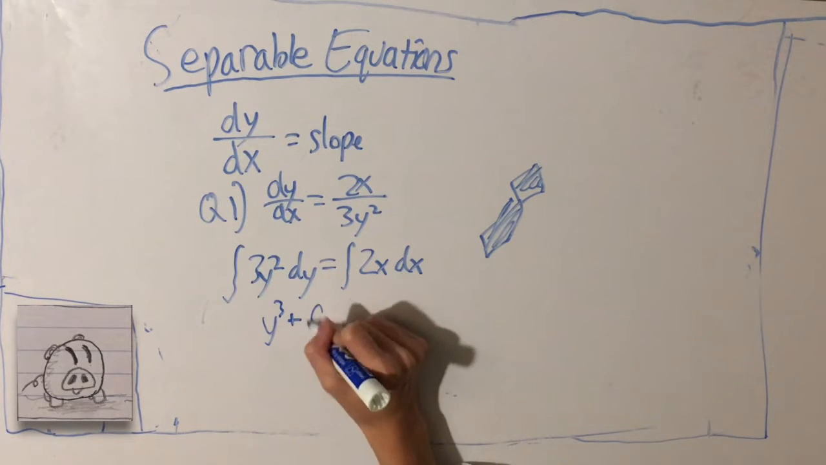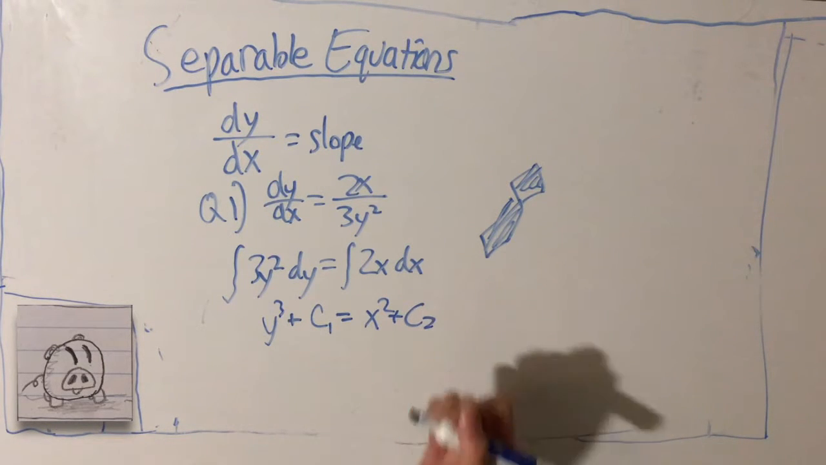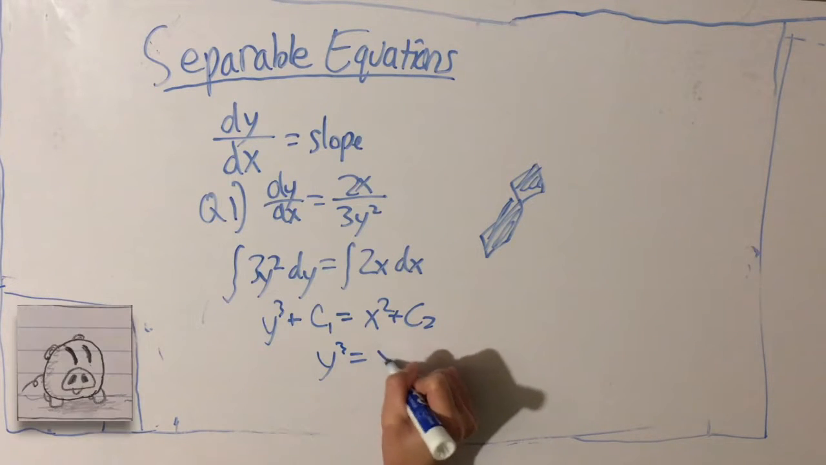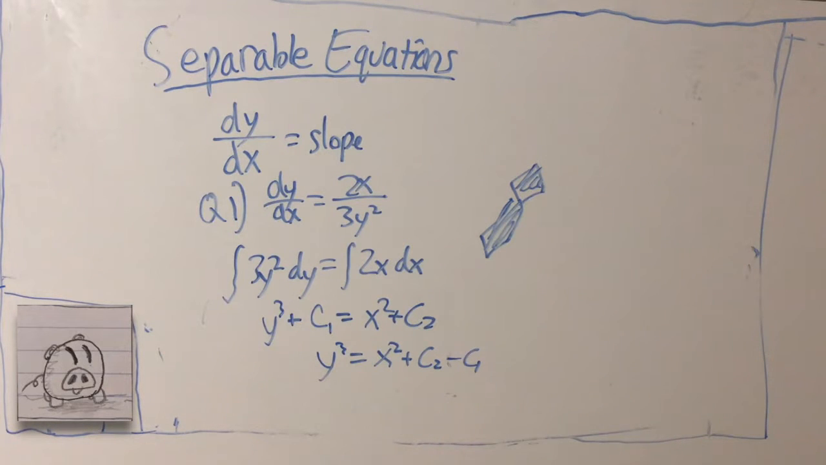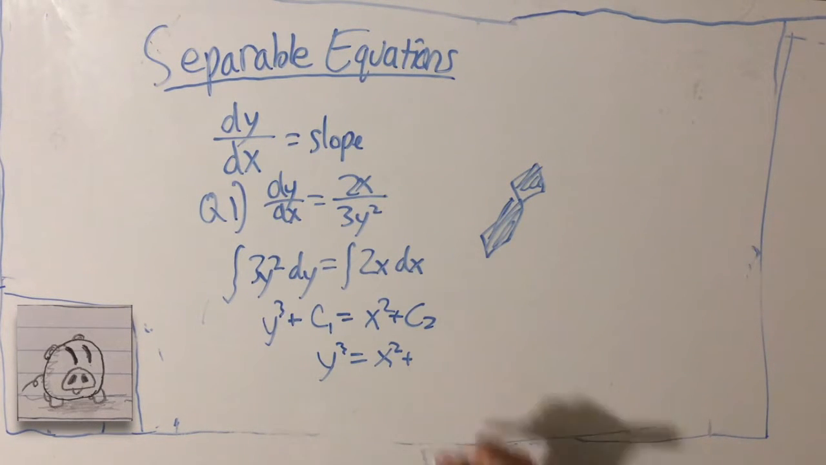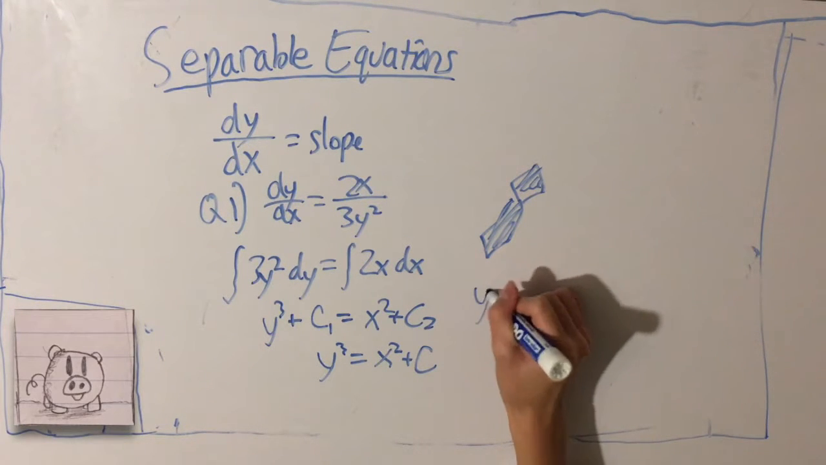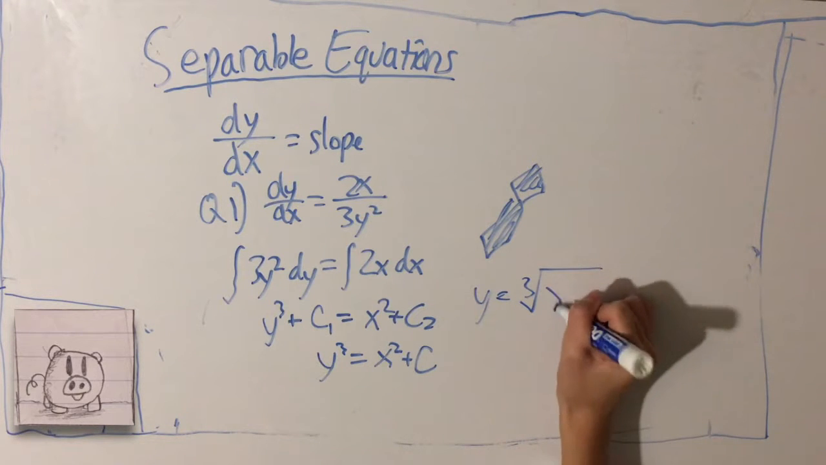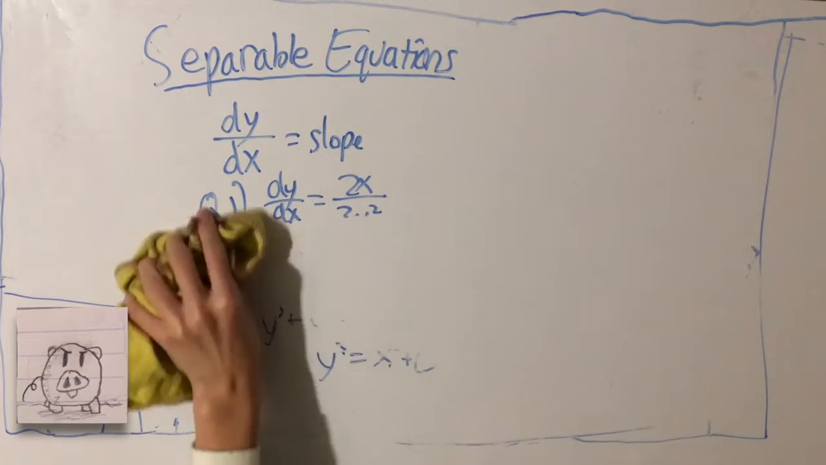y cubed plus some constant c1 equals x squared plus a different constant c2. And, hey, since c1 and c2 are both arbitrarily defined constants, i.e. they can be equal to anything, we can combine them as a single new constant, which we'll just call c. And there's our answer. y is equal to the cube root of x squared plus some constant c. Whew, alright. Let's see if we can try a harder one.